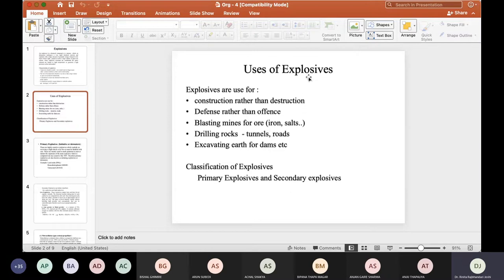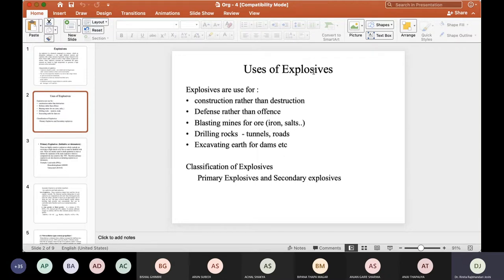And these explosives, if detonated under controlled conditions, can also be used as a fuel to propel the projectiles, right? To propel projectiles, like launching rockets, explosives are used. There can be another point too, okay? Explosives are also used as detonators, as a propellant to propel projectiles, rockets, etc. Okay, these are the main uses of explosives. Always think the positive way, not the destructive way.